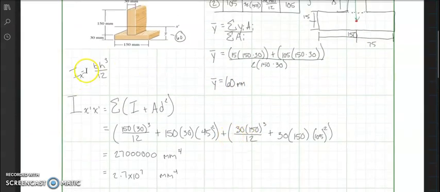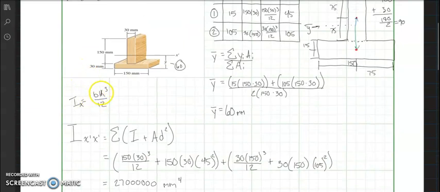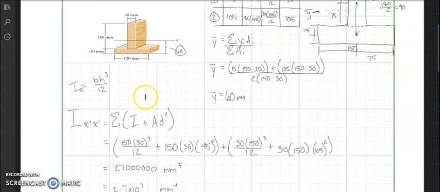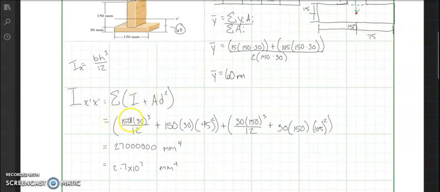Next, we're going to see that we need to use the equation bh cubed over 12 to give us our I for this equation here. So once we start plugging in our values for our first beam, which is this bottom one here, of course, we're going to get 150 times the height, 30, cubed over 12, plus the area, which is 150 times 30.